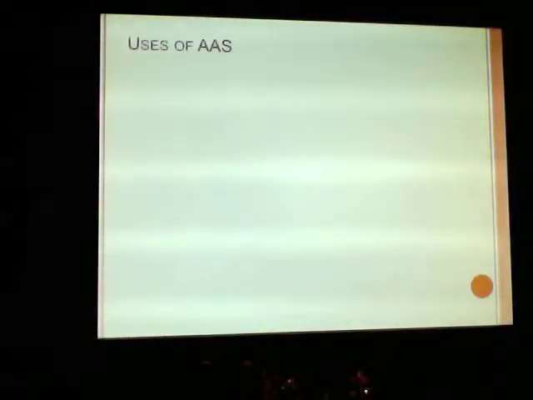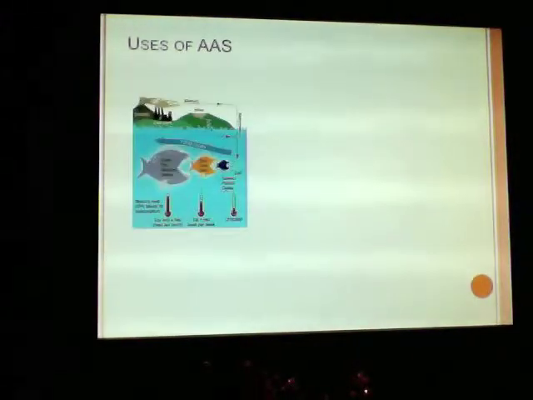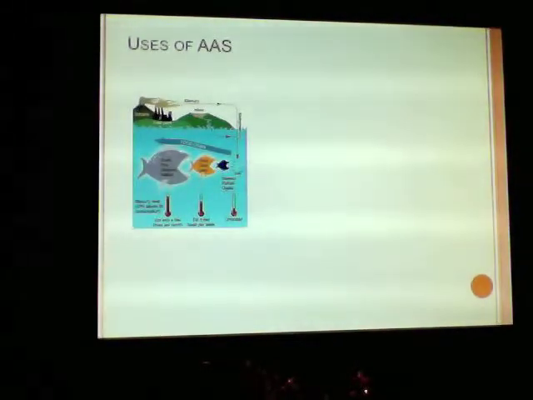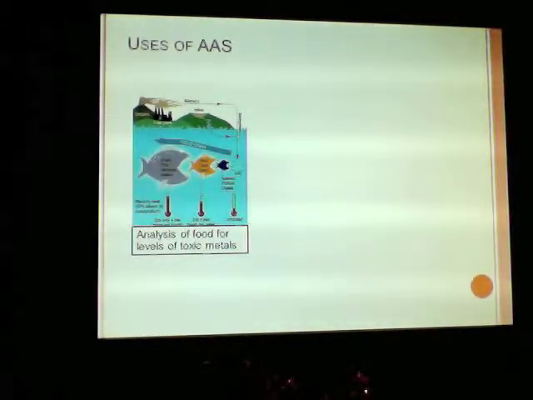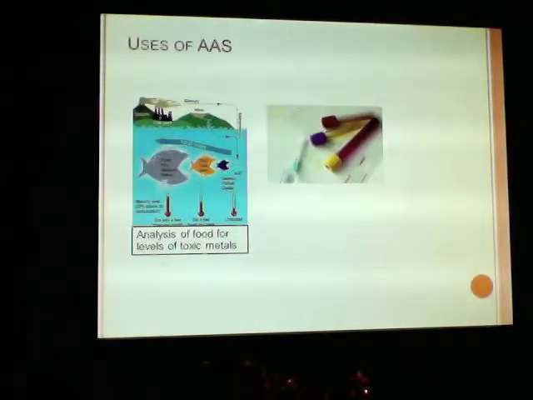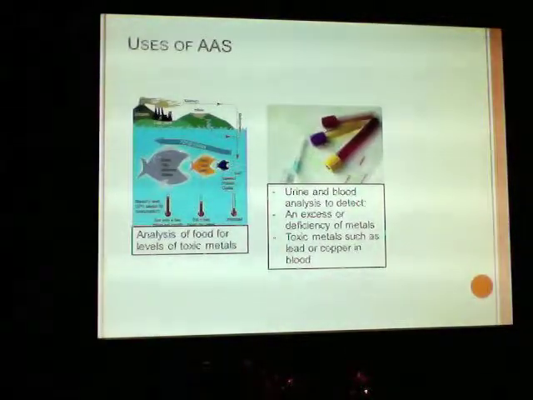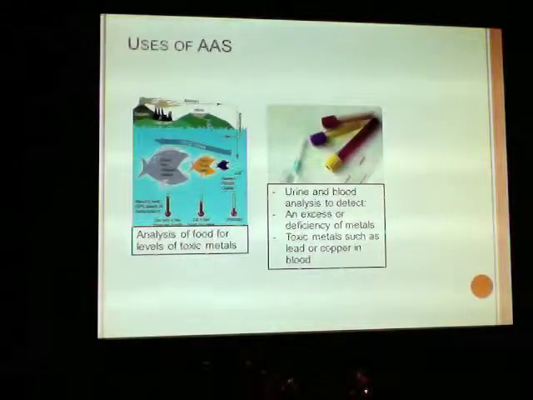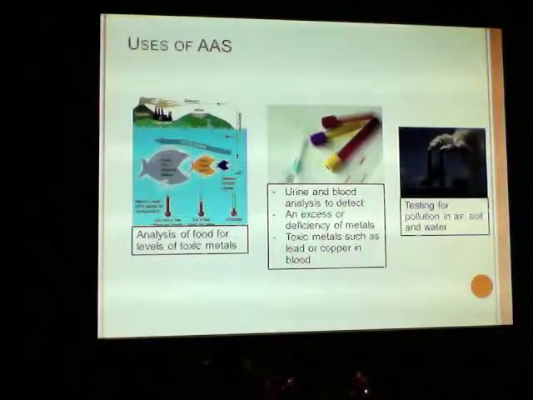So uses of AAS, I'll give you guys a minute to think about this. Why would we use AAS? Obviously it'll only be for metal samples. So what's this showing? Analyzing toxic metals in food, for example mercury. We could also look at the urine in blood to detect deficiencies in metals or toxic metals. And we have a power plant over here which is testing for pollution in air, soil and water.